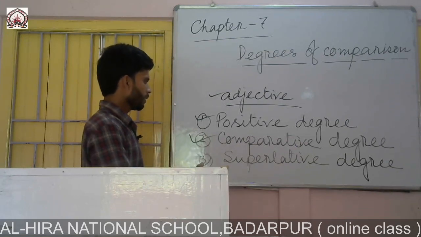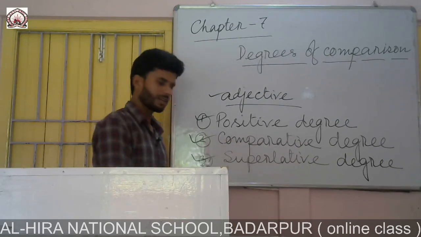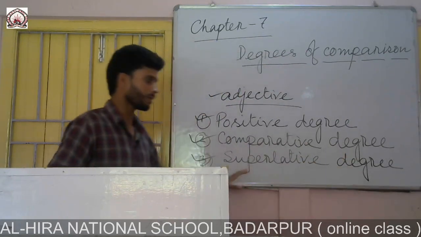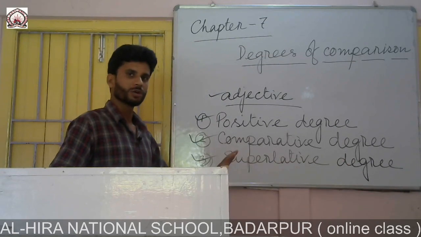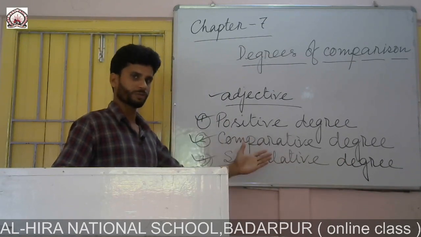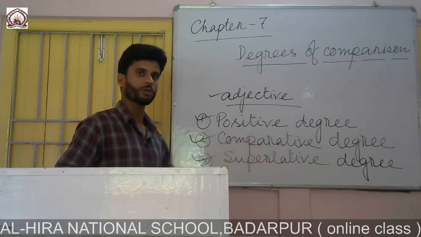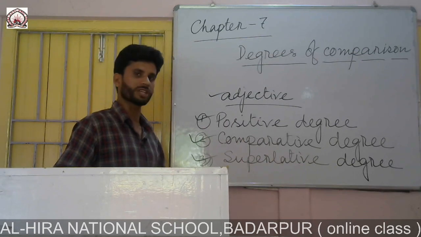And next and the last one is superlative degree. Superlative degree describes 3 or more. This degree describes 3 or more people or 3 or more items or groups or things.